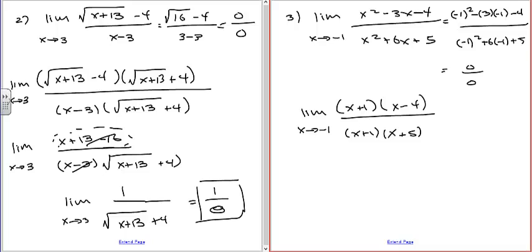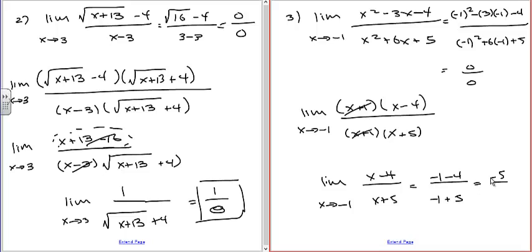Okay, so at that point we can cancel out the common factor. So that removes the indeterminacy. And at that point, now that we've removed the indeterminacy, we can just plug in negative 1. So in the numerator we get negative 5, and the denominator we get 4. So the answer's negative 5/4.